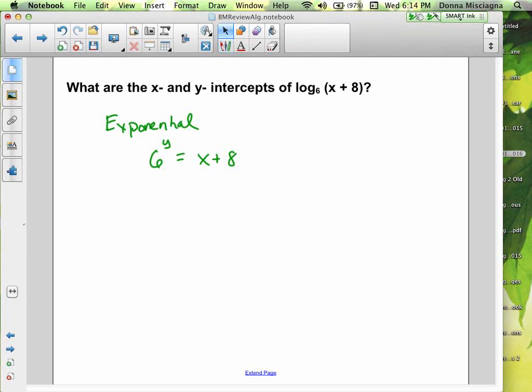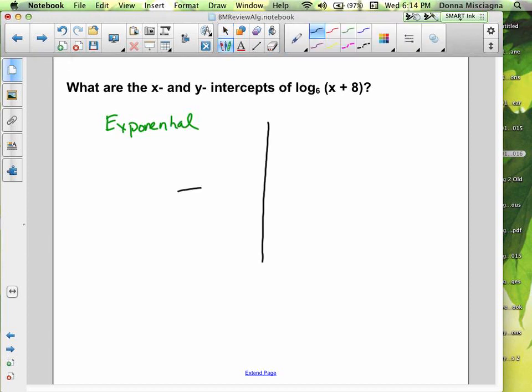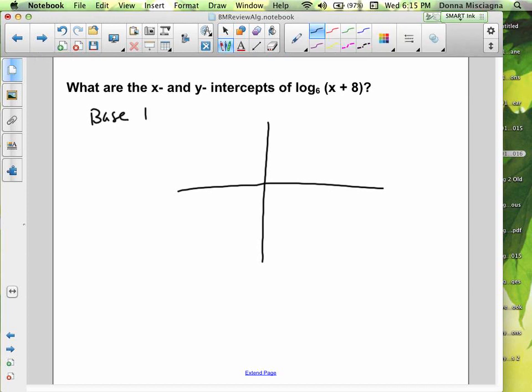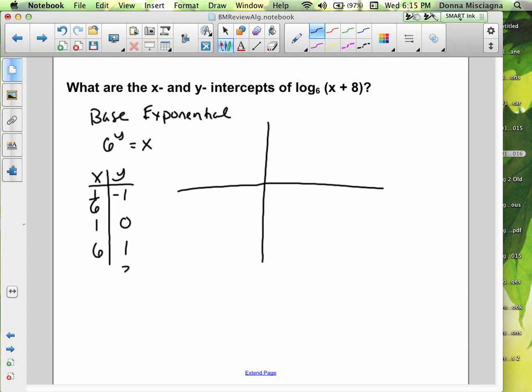So let's do a rough sketch of it. I'm just going to do the base graph, and then we'll do the transformation. Okay. So our base graph, as an exponential, would be 6 to the y equals x. That's the base graph. And then we're translated. All right, so we plug in for y. 6 to the negative 1 is going to give us 1 over 6. 6 to the 0 is going to give us 1. 6 to the first is going to give us 6. And I can't graph 6 squared because it's going to give us 36, but that's what the number would be.